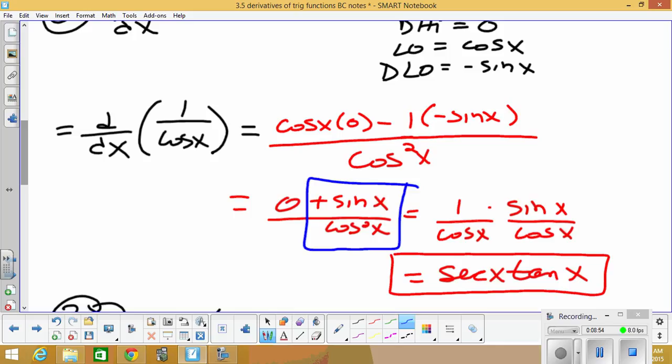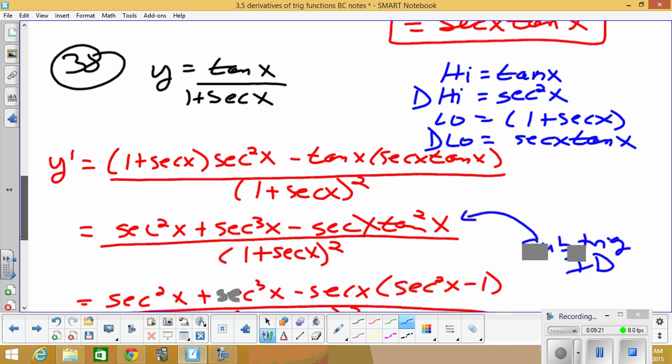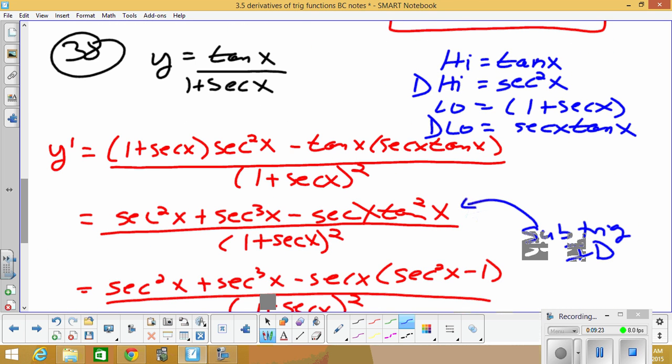I went ahead, did my quotient rule, and notice once you get down to this, that does not look like what we had for the derivatives. So they separated these factors out. So the numerator is really 1 times sine x, and the denominator, instead of cosine squared, we have cosine x times cosine x. And then I can say, okay, this is really secant x, and this is really tangent x, putting it back into a simplified form. So we just proved where that trig derivative came from.